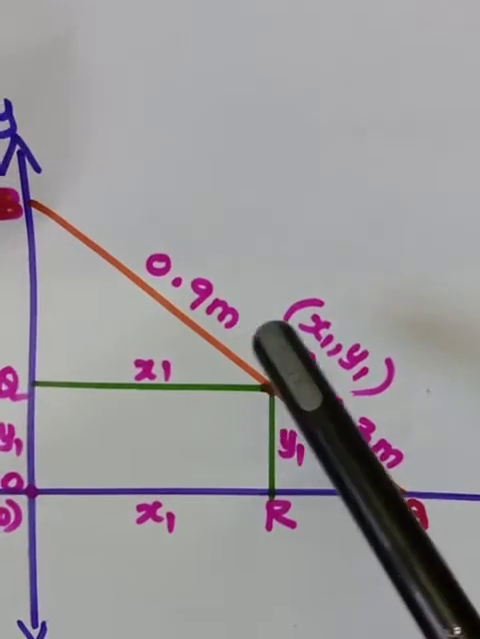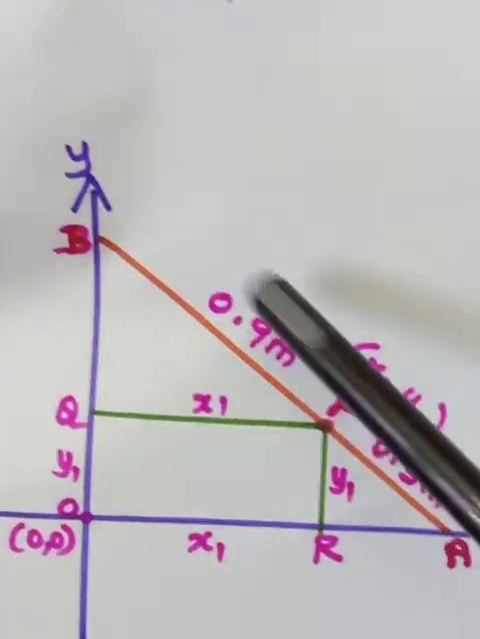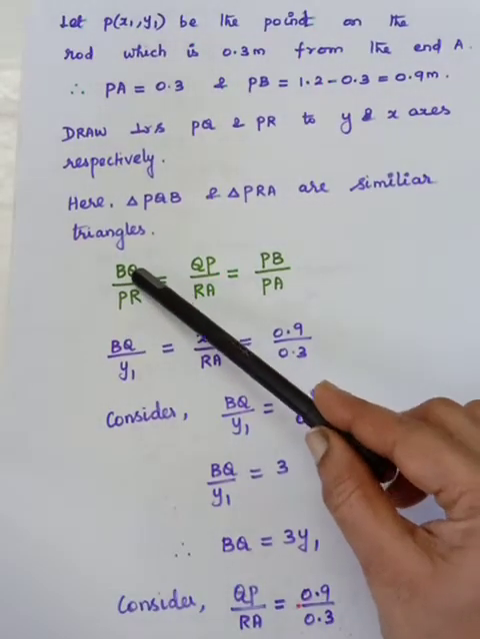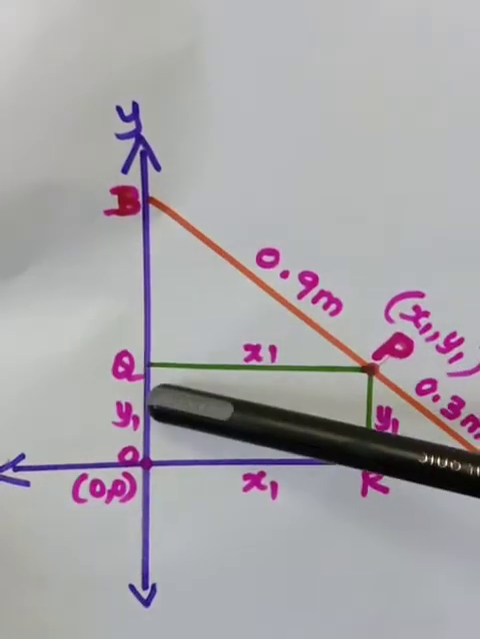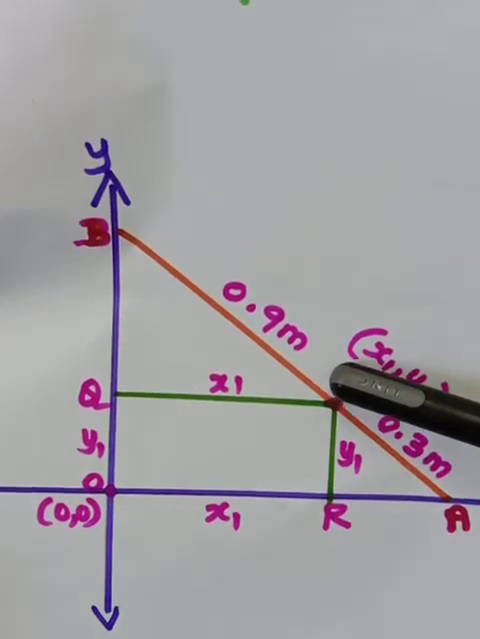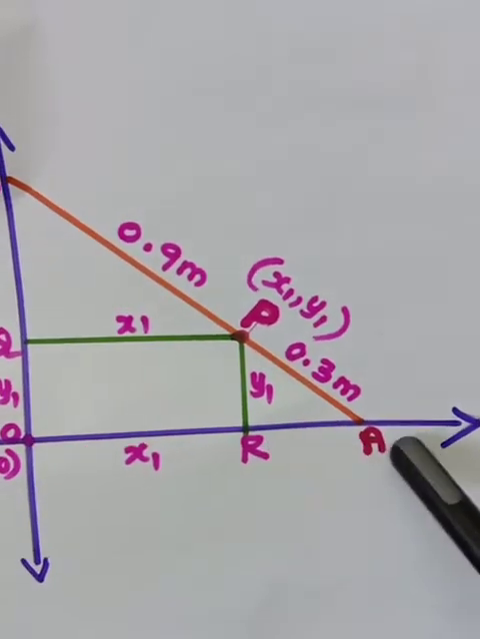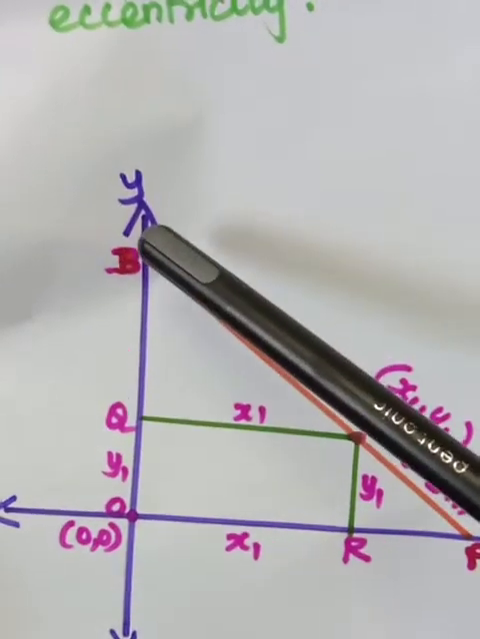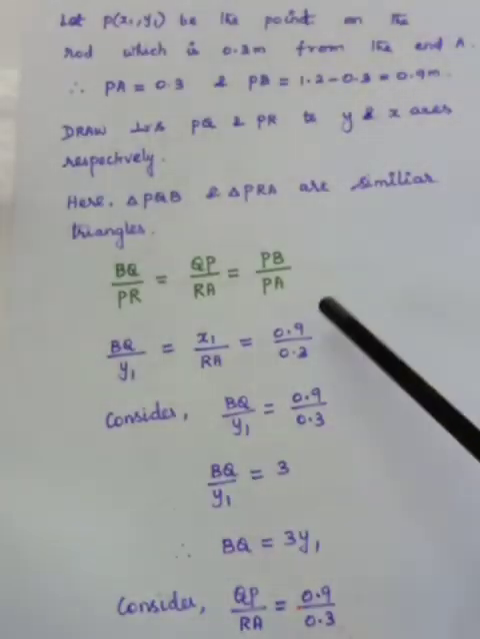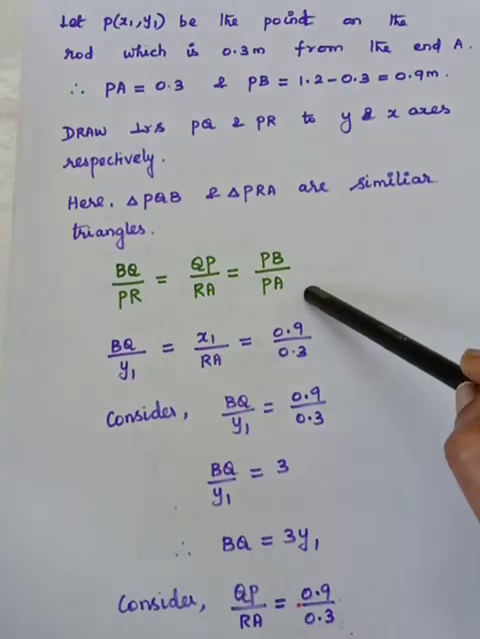PQB and PAR. These two triangles are similar. So therefore we can get BQ. What is BQ? This side BQ divided by PR is equal to QP divided by RA, which is equal to PB divided by PA. I have written this result because of the similarity of triangles.